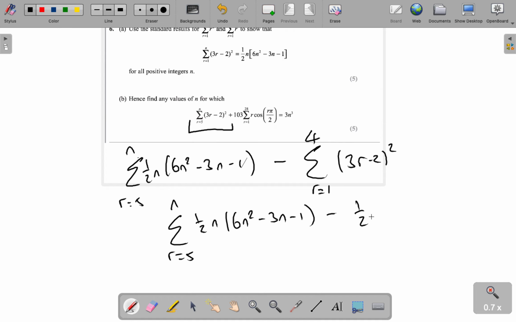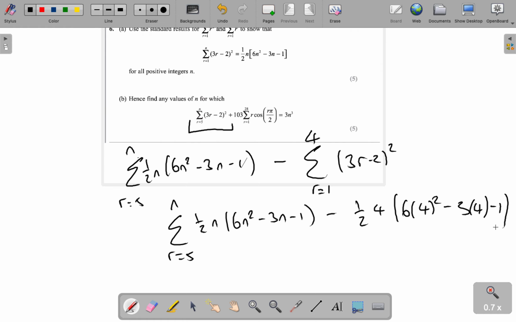n in this case is 4, so we just do a half times 4 times (6 times 4 squared minus 3 times 4 minus 1). And that gives us our first result.